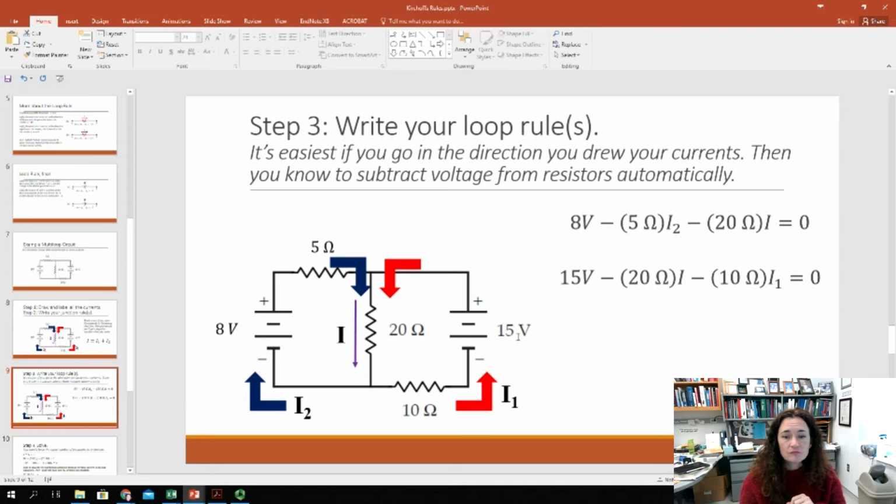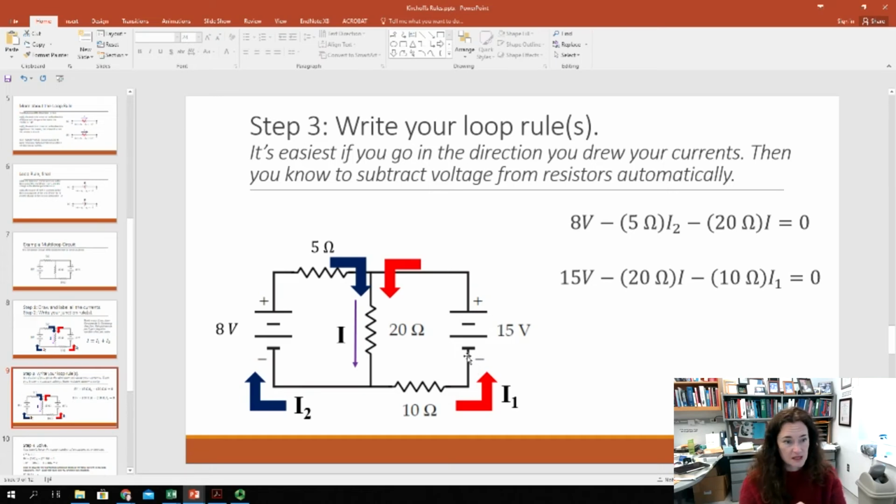Next loop. I'm going to go through my 15-volt battery first, going through it the right way, so that's plus 15 volts. Now I'm going to turn and go down through that 20 ohm resistor. The current through the 20 ohm resistor is I, so that's minus 20 ohms times I. And then I'm going to continue in my counterclockwise direction. I'm going to go through my 10 ohm resistor in the direction that I've labeled I1, and so my voltage drop will be minus 10 ohms times I1. And then I'm back where I started. So my complete loop rule equation for the second loop is 15 volts minus 20 ohms times I minus 10 ohms times I1 equals 0.